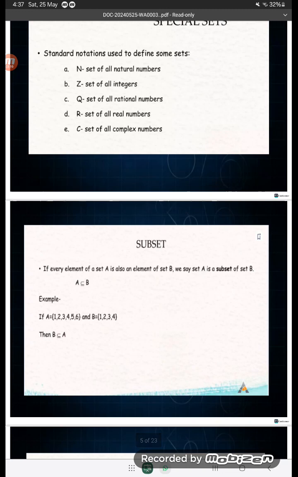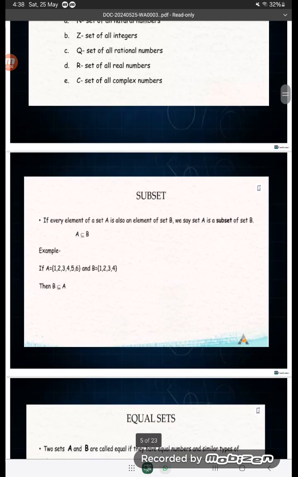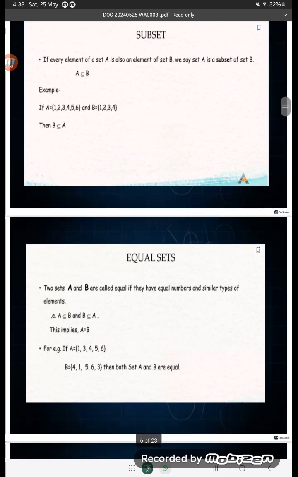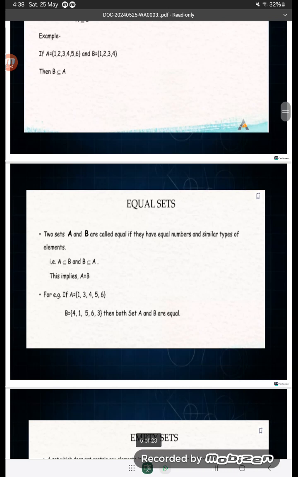Subset. If every element of set A is also an element of set B, we say set A is a subset of B. For example, if A contains elements 1, 2, 3, 4, 5, 6 and B contains the elements 1, 2, 3, 4, all the elements of B are contained in set A, which means that B is a subset of A. Equal sets. Two sets A and B are called equal if they have an equal number and the same type of elements.